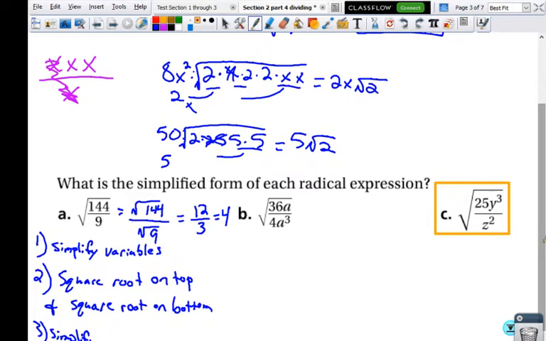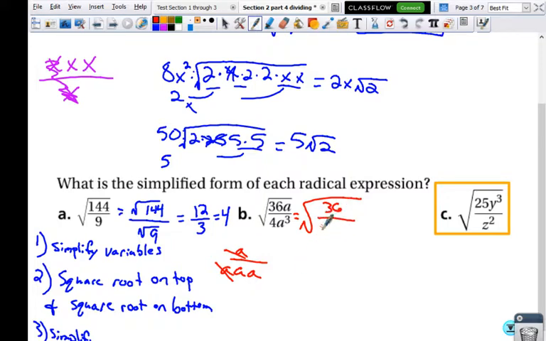Okay, so let's do part B now. On part B, I have some variables, right? So I'm going to simplify variables. If I have A to the third on the top, how many A's are on the bottom? 3. So 1, 2, 3. A pair of A's cancels out. How many A's do I have left over? 2. All right, so I'm going to have 36 A squared on the top.